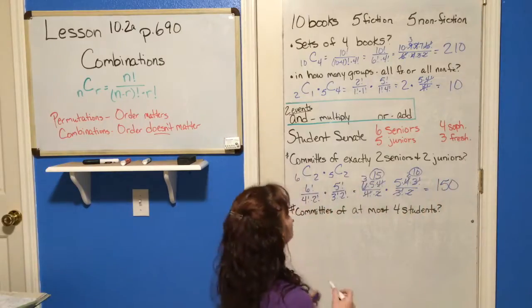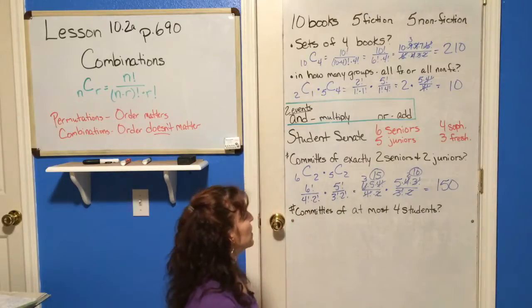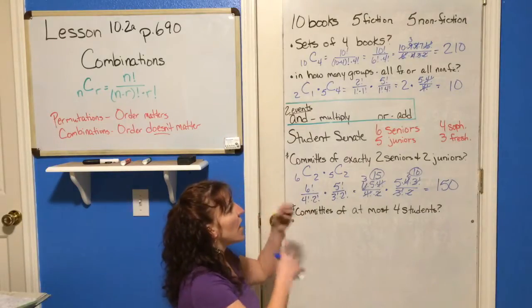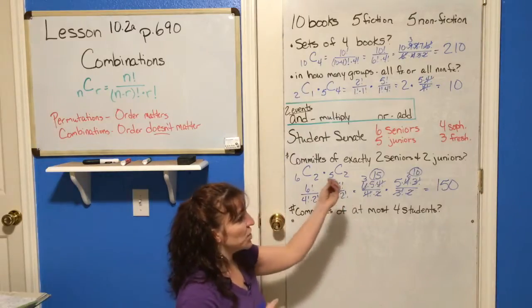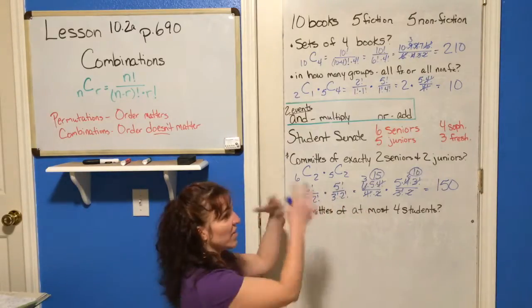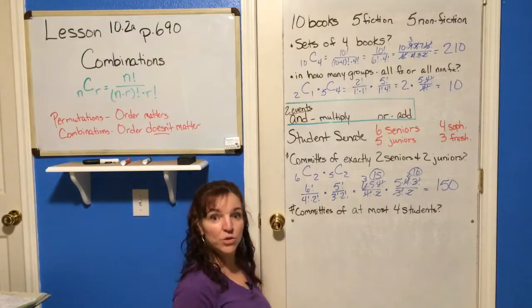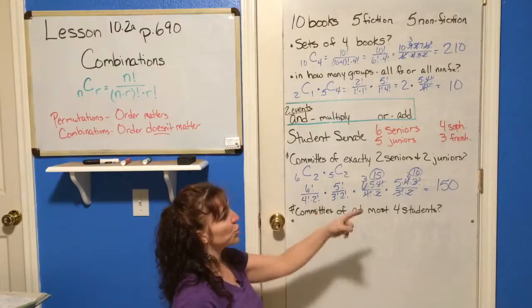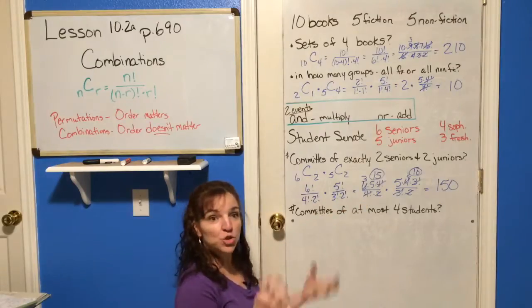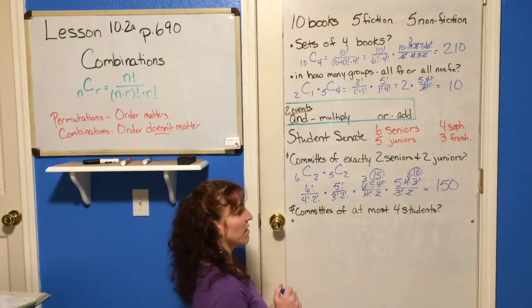150. So there are 150 different combinations of committees that we can make up that have exactly 2 seniors and 2 juniors. And then the others don't necessarily matter. We can have other students as well. But if I want exactly 2 seniors and 2 juniors, there are 150 different combinations that I can make of that.